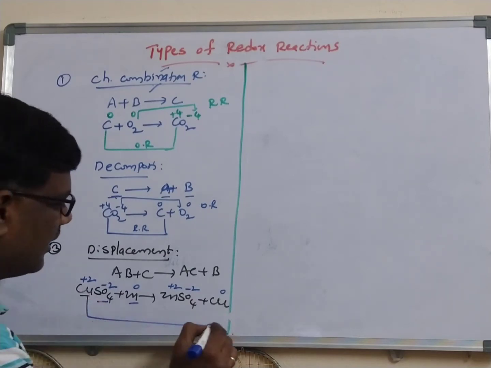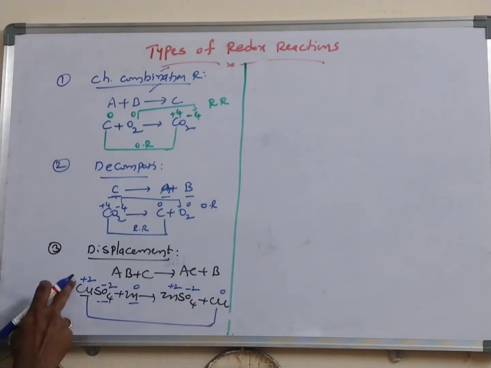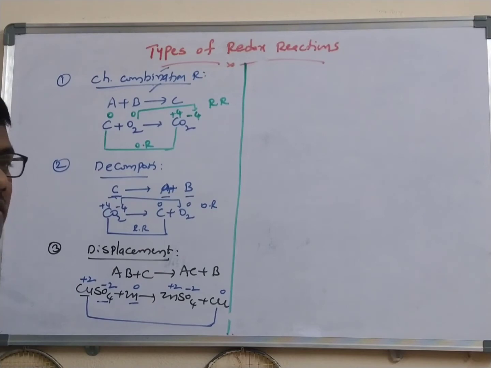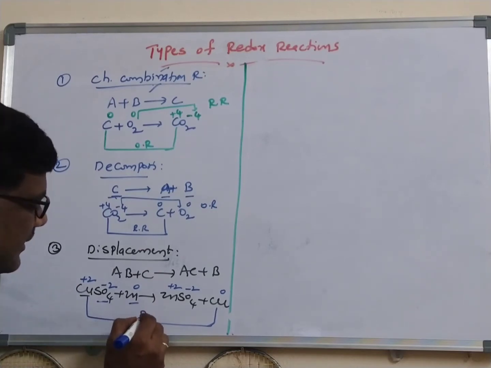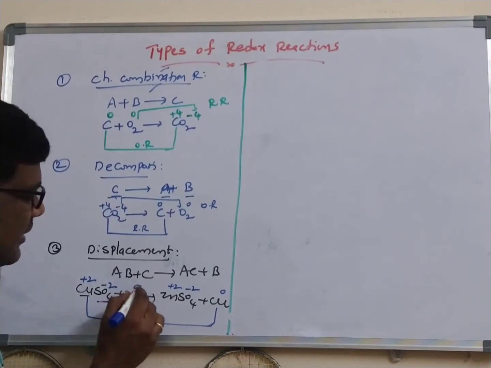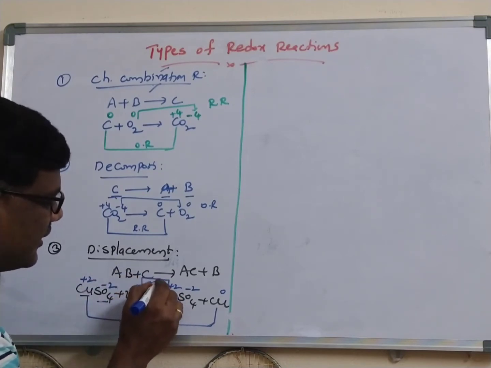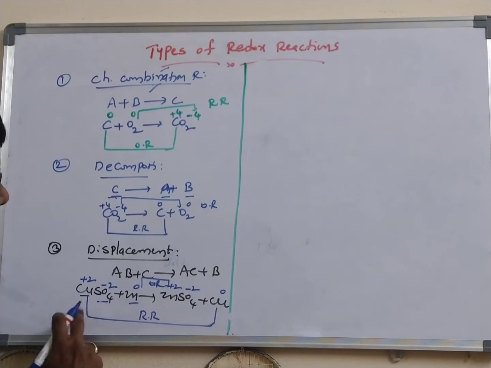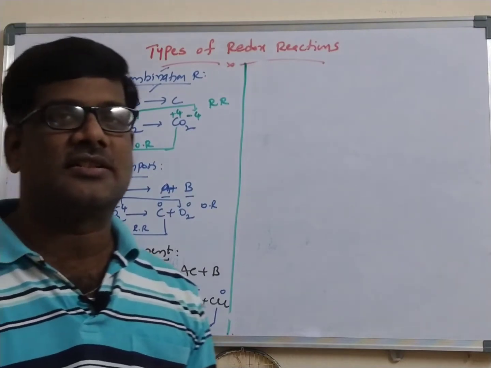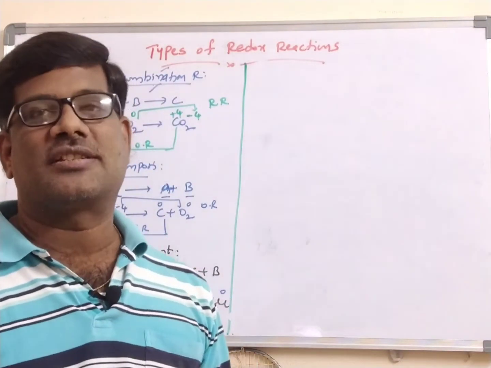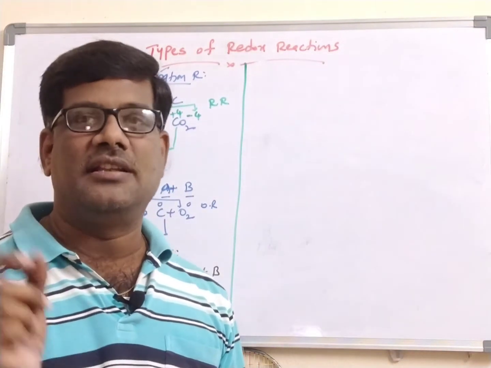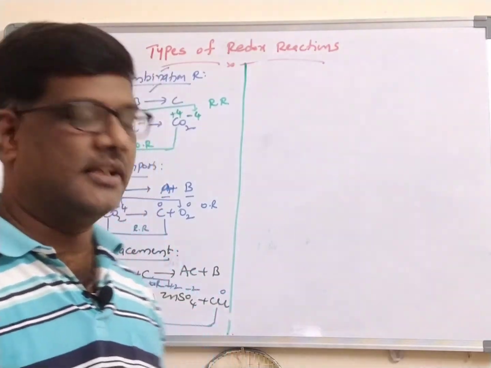Now, observe. Copper's oxidation state changes from +2 to 0. +2 to 0 is nothing but a decrease, and a decrease is a reduction reaction. Zinc, you observe, goes from 0 to +2, an increase. This is the oxidation reaction. Both oxidation and reduction take place simultaneously. When the position of one species is occupied by another species, the reaction is called the displacement reaction. In that word itself you are getting displacement.